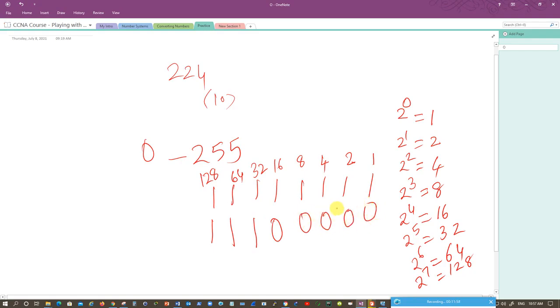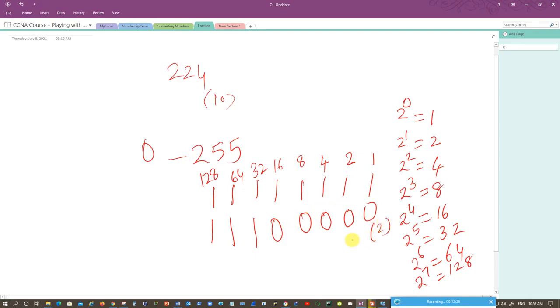Any zeros on the right side cannot be ignored, because if you ignore them, these 3 ones, when converted to decimal again, will fetch you only 7. Instead of 224, you will get the value 7. If those zeros are before the 1, it's okay, you may ignore them, but here you have to write them down. So now you got 111 followed by 5 zeros as the binary equivalent of 224.